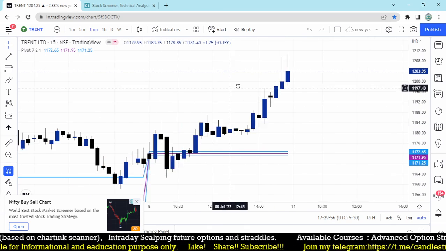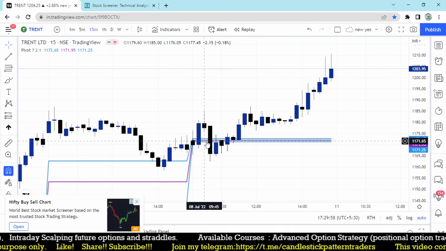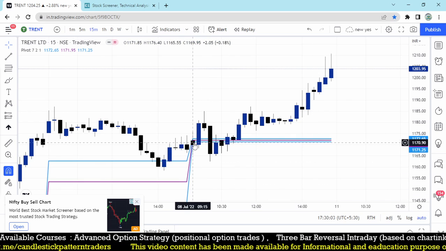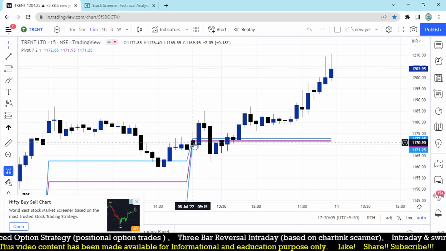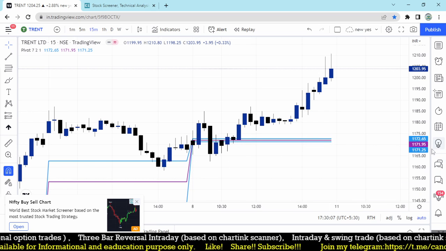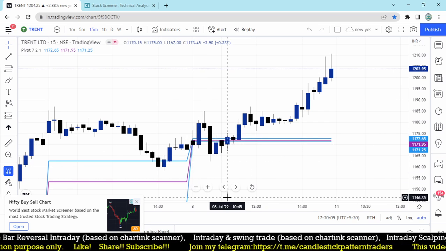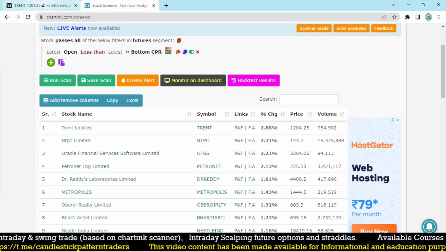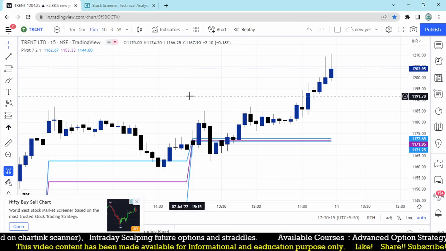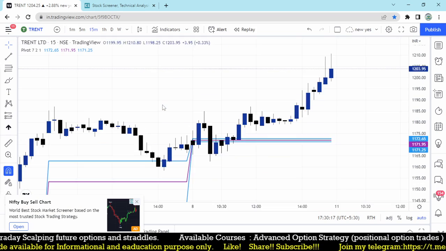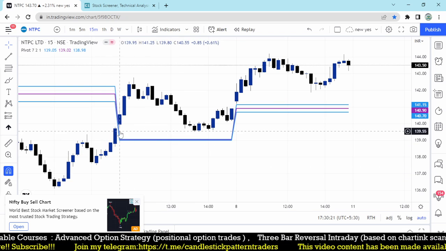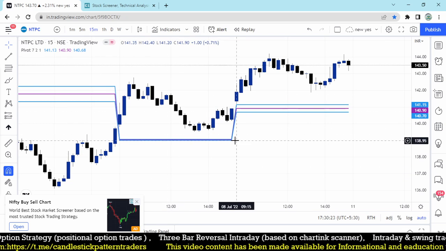The stock must open below the bottom CPR. Here the bottom CPR is around 1175. Yesterday the stock opened nearby 1171.85. There is a gap between that. The stock opened below. And let's see NTPC. What happened? The NTPC stock opened below BC.